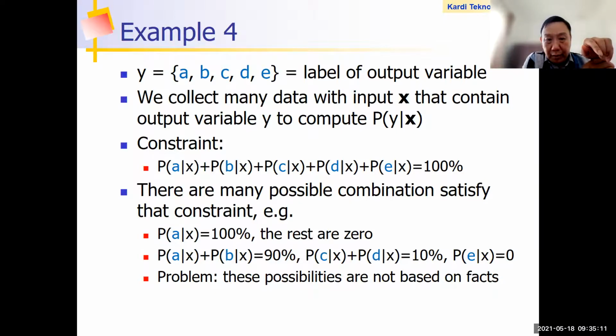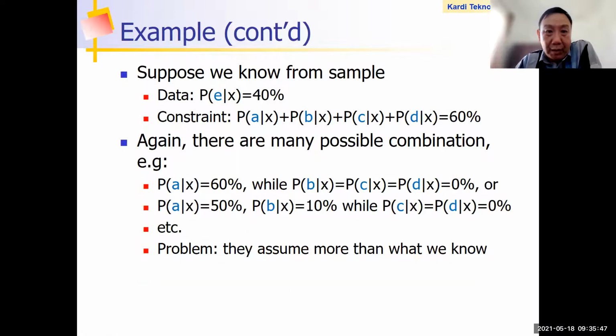Look, there are many possible combinations that satisfy this constraint. For example, if I put P(A|X) as 100%, the rest are 0, this is also correct, right? If I put P(A|X) and P(B|X) equal to 90%, the rest is 10%, P(E) is 0, then this is also correct, right? But again, all these probabilities are not based on fact. They are just based on something that you think in your opinion, and other people will start to argue about it, right?